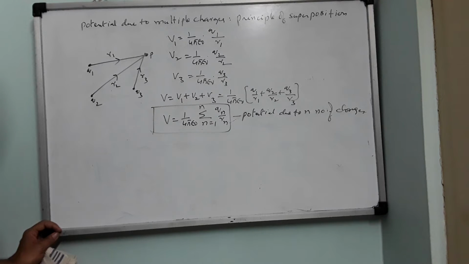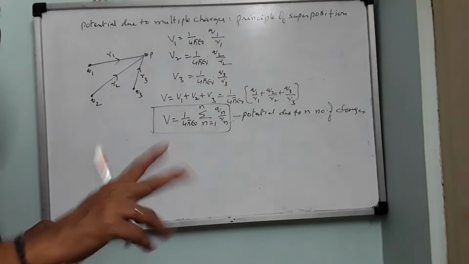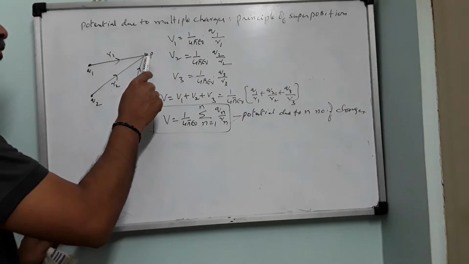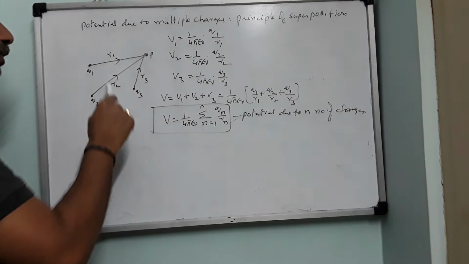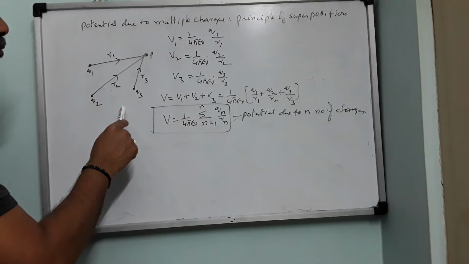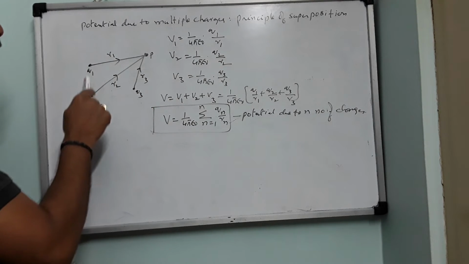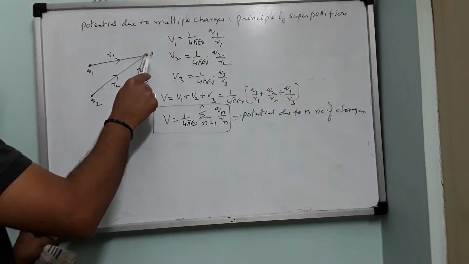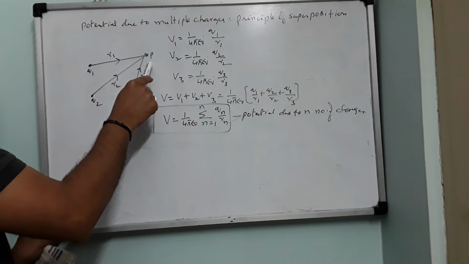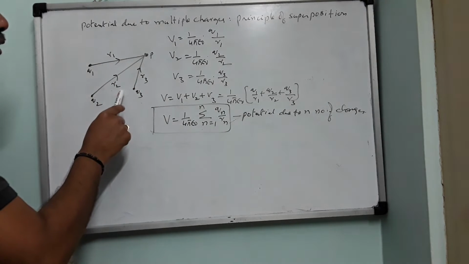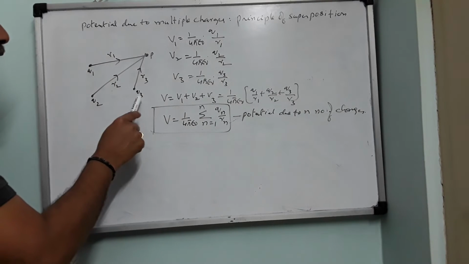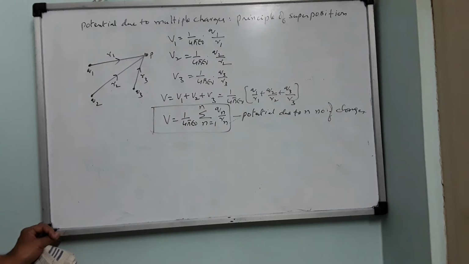But in vectors, we don't do like that. Sign we will not bring. We will see only the directions. So, net potential at a given point P due to any number of charges in the system is the algebraic sum of potentials due to individual charges. I repeat, net potential at a point P due to any number of charges in the system is the algebraic sum of potentials due to individual charges of the system.